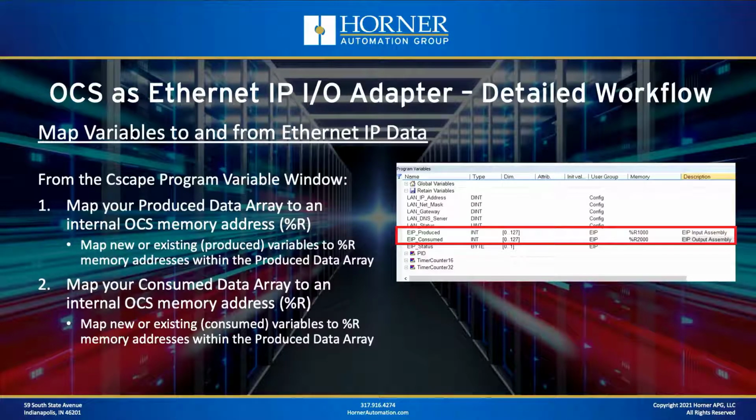On the screen there, I believe I have configured as my produced array register 1000. That's how my mapping has been done in my example on the screen there. And similarly, for the data you're consuming from the network, you also want to take that array that you created and map that also to a different area of %R memory. You just need to make sure that those areas don't overlap.